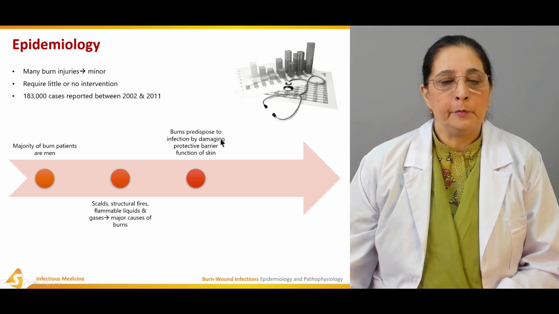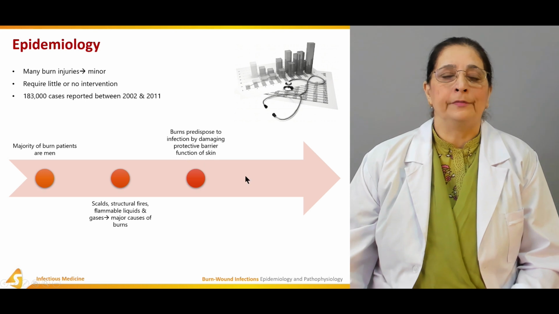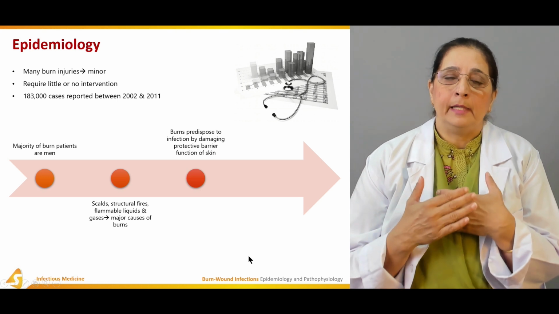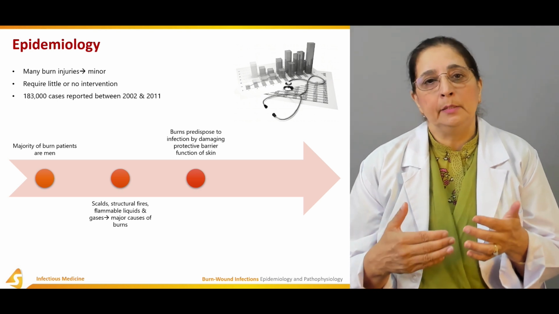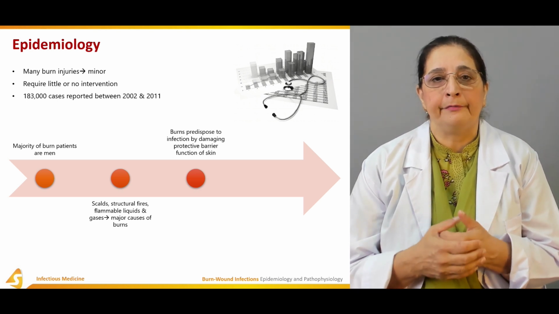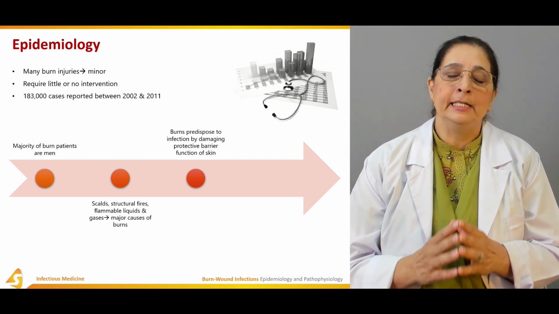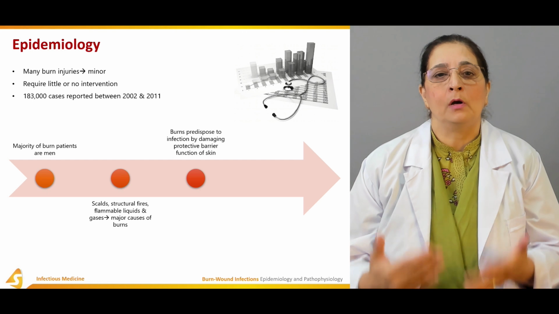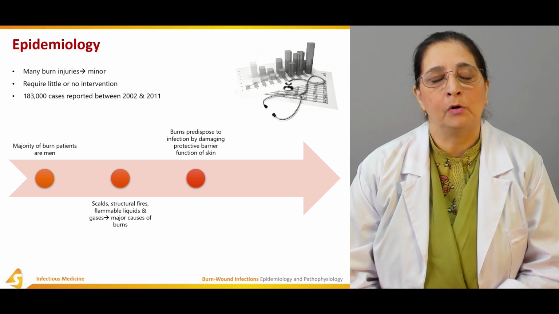Burns predispose to infection by damaging the protective barrier function of the skin. The skin is the first line of barrier that protects the body against different infections. So what happens during a burn? This first line of defense, which is the skin, is destroyed, it's lost, and that leads to the loss of the protective effect of the skin, and it can cause predisposition to infection caused by different microorganisms.